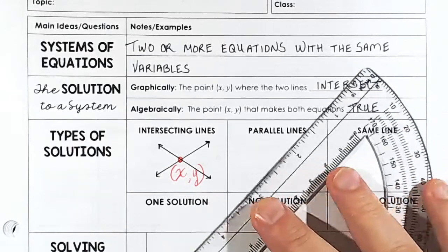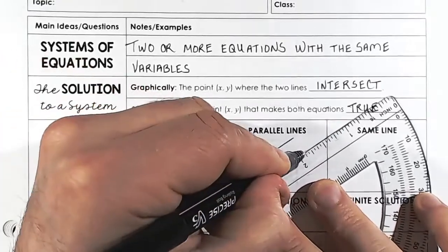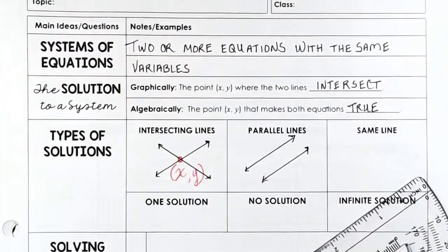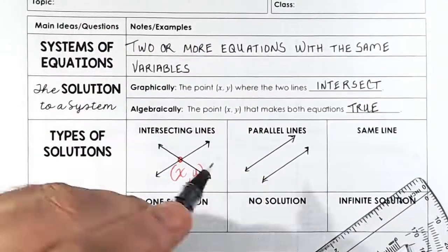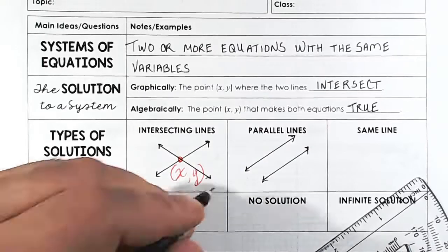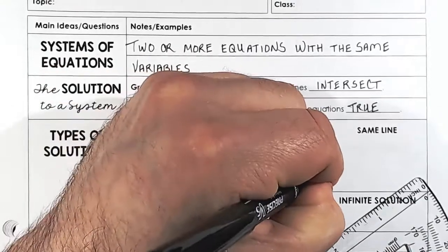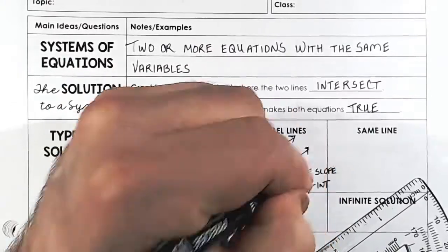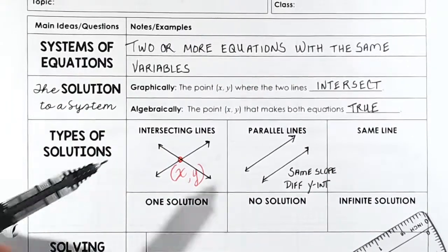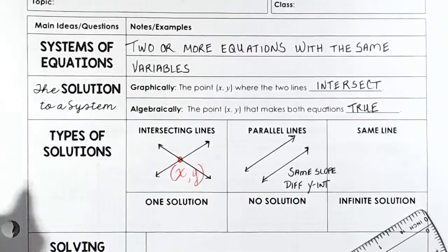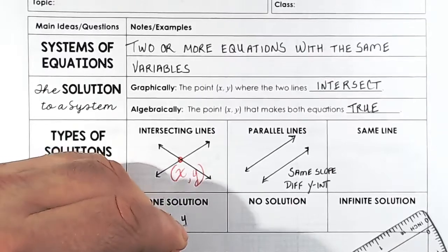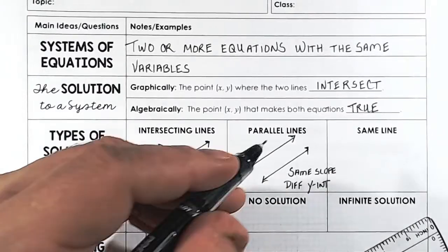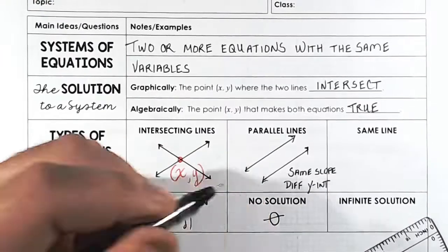Okay, another type of solution would be parallel lines. And this is a bit of a misnomer because in this type of solution, there is no solution. So if two lines are parallel, they have no solution. And that would be found if you found two lines that had the same slope but different y-intercepts. Same slope, different y-intercepts, no solution. Where they cross, there's only one solution, and that solution is indicated as (x, y). Here we have parallel lines, there's no solution because they have the same slope and different y-intercepts, and we say no solution. Sometimes they indicate that with this symbol.